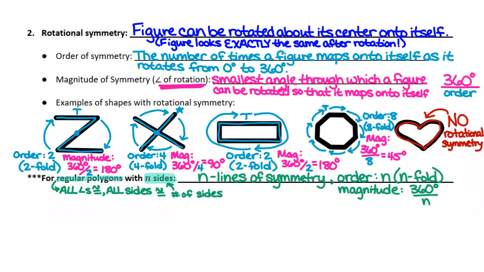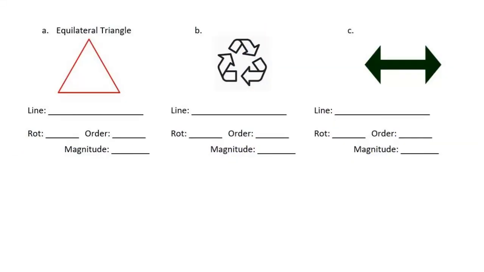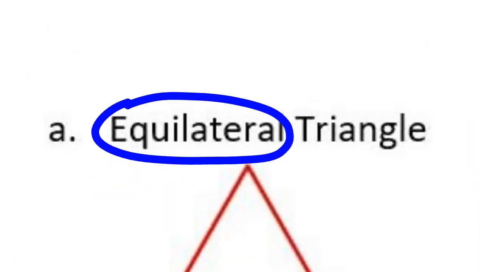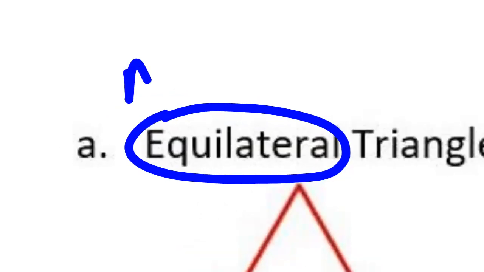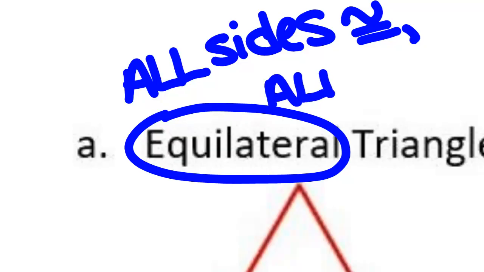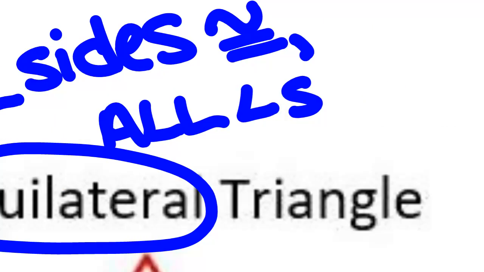All right. Let's look at both kinds of symmetry with these 6 examples on the lower half of the page. First shape we're looking at is an equilateral triangle. What does this word equilateral mean? Yes, this means all the sides are congruent. And with an equilateral triangle, because all my sides are congruent, all my angles are congruent too.